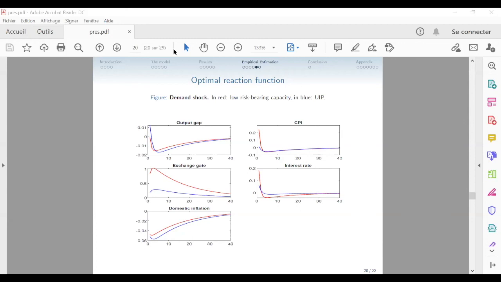Yes, the supply shock I make is on the Phillips curve, on domestic inflation, and the CPI is the CPI, but the shock is on domestic inflation. That's a good question.